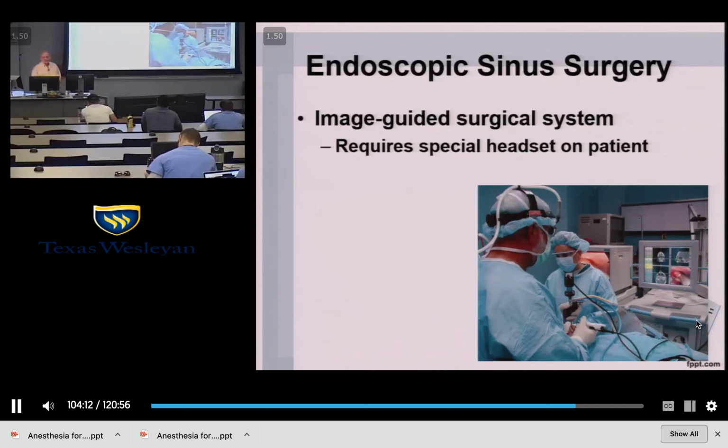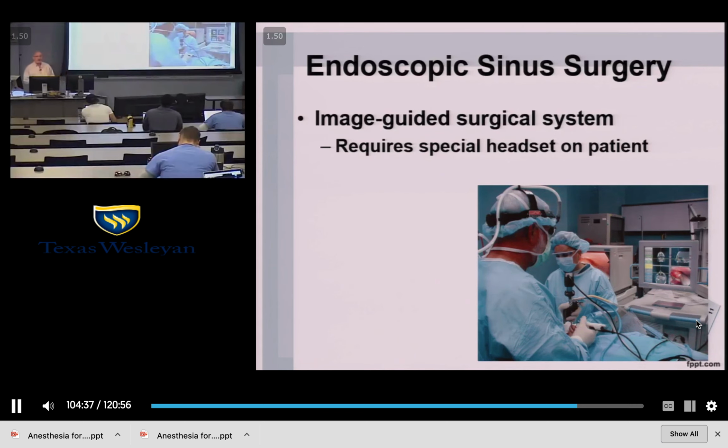It requires that the patient wear this special headset that can be put on after induction. In this procedure, when you're doing the anesthesia, the head's going to be turned either 90 or 180 degrees, so there's field avoidance, and you have to make certain, of course, that your patient doesn't get extubated unintentionally.